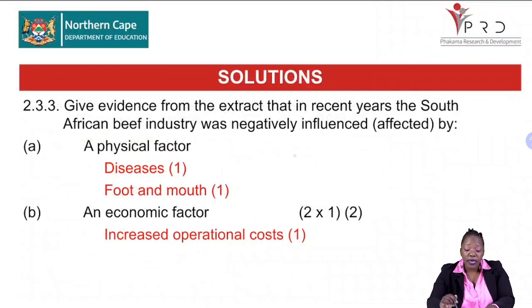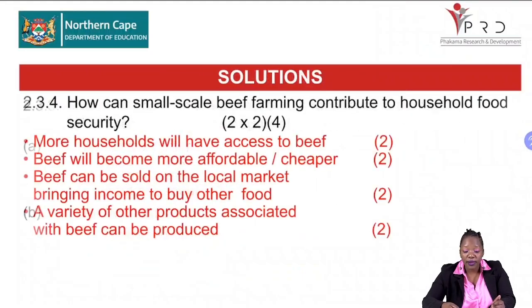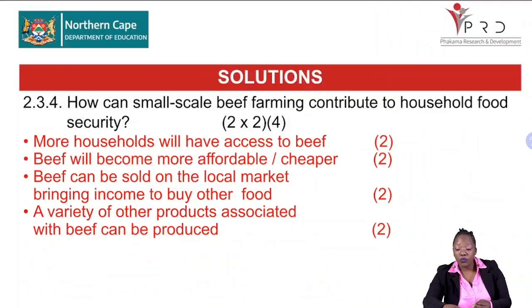And then number B, the economic factor. You have seen in the article the increased operational costs. If the costs are increasing, it means it is affecting them economically, because that will be taking from their profit. Then we're looking at your question number 4, where you are supposed to say how small-scale farming can contribute to household food security.